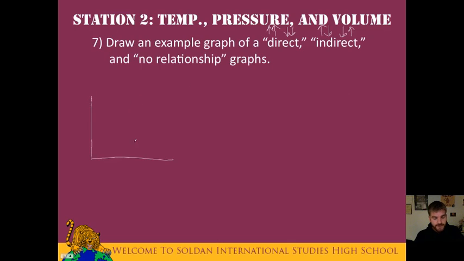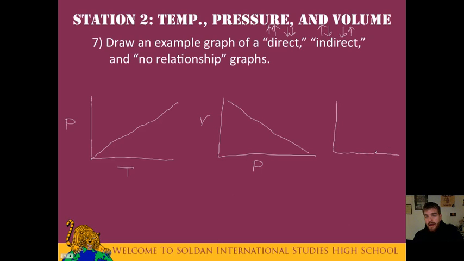So let's draw our direct graph first. Let's say we know an example of a direct relationship is temperature and pressure. So as temperature goes up here along the x-axis, pressure is going to go up on the y, so that would be a direct graph. We know indirect, a good example of that would be pressure and volume. As pressure goes up here, volume goes down, so a good indirect graph would look like this. And finally, a no relationship graph would be like this, because there's no relationship between the x and the y variables. As x increases, y has no change here.